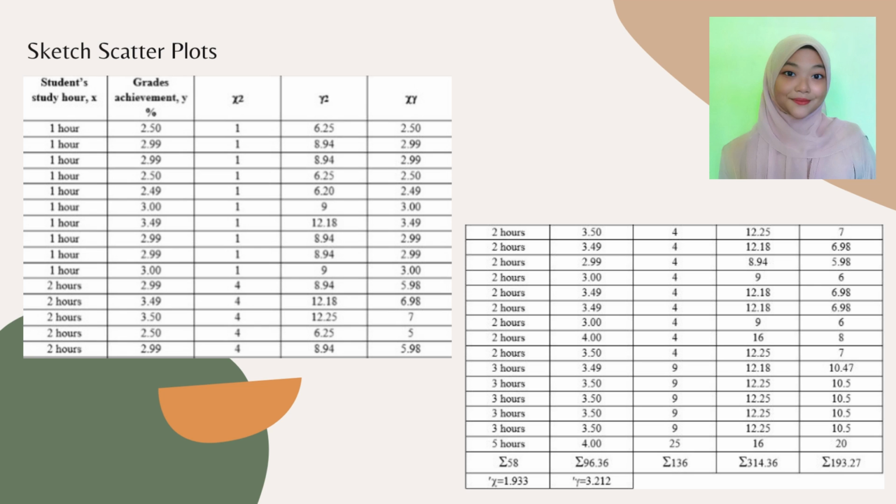For the fourth row, which is y squared, the sum we get is sigma y squared equals 314.36. For the last line, which is xy, the sum we get is sigma xy equals 193.27. That's all from me. I will pass to the next presenter.